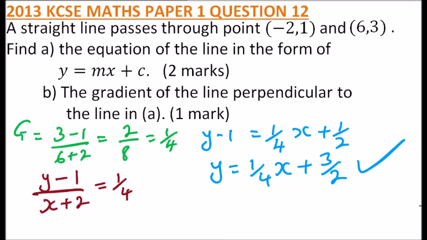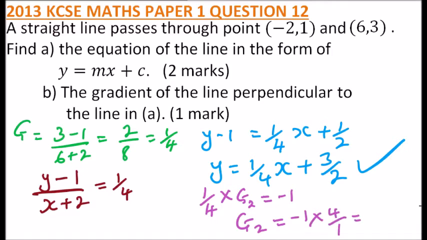Part B, we are required to find the gradient of the line perpendicular to the line in A. We know that 2 lines which are perpendicular, if you multiply their gradients, so we multiply by the gradient of the perpendicular line, gradient 2, should give us -1. So it means gradient 2 is equal to, we multiply by 4 both sides, -1 multiplied by 4/1 is equal to -4. So if you multiply -4 by a quarter, you get -1. So that is how you work out that question, and you get yourself 3 marks.